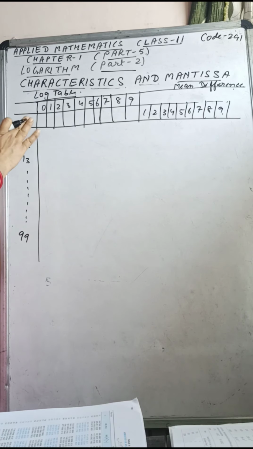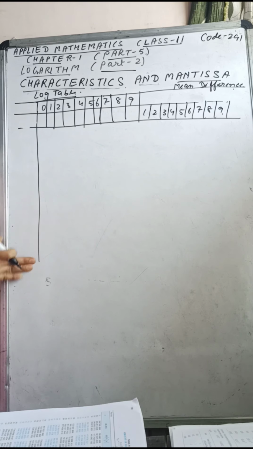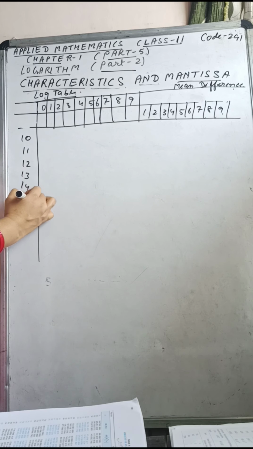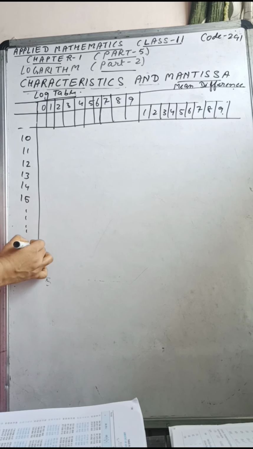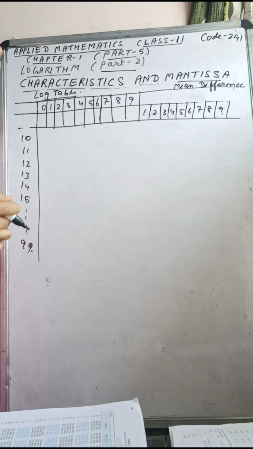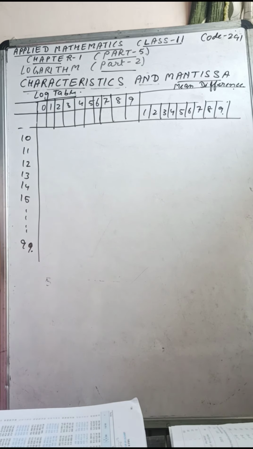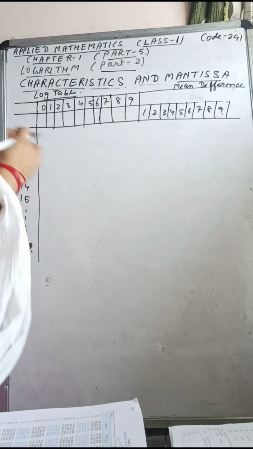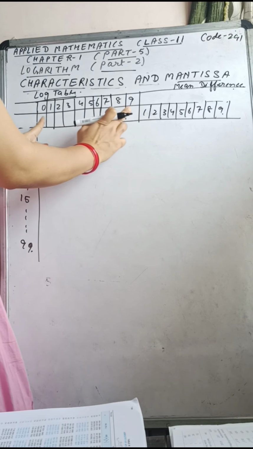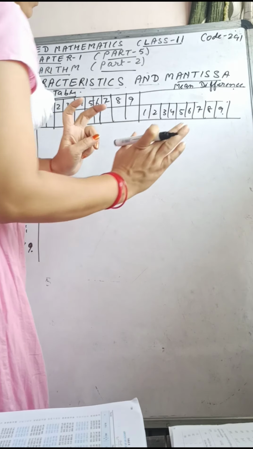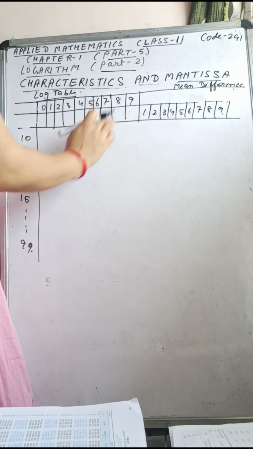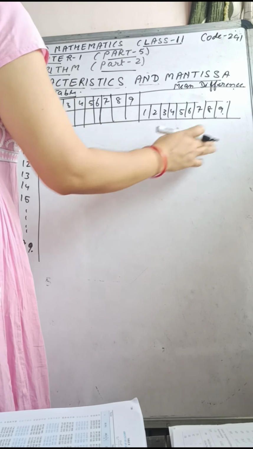I am removing this. The rows go 10, 11, 12, 13, 14, 15 and so on till 99. Let us again revise what we said. The number of rows is 90. The number of columns, if we include this one, is 10 plus 1 plus 9, which is 20. The main columns are 10, 0 to 9, and the mean difference columns are 9.